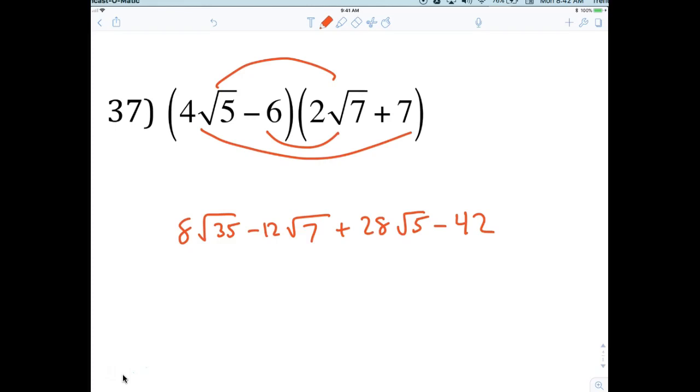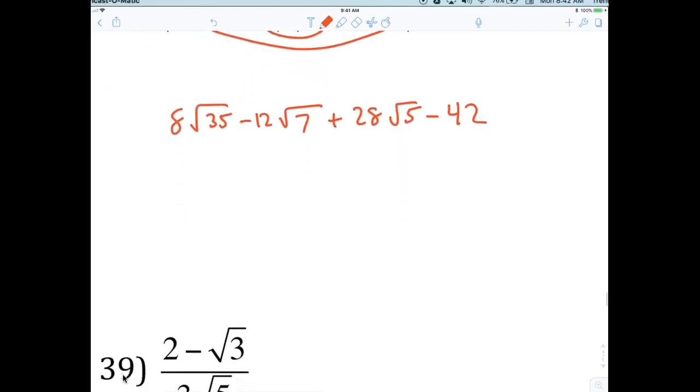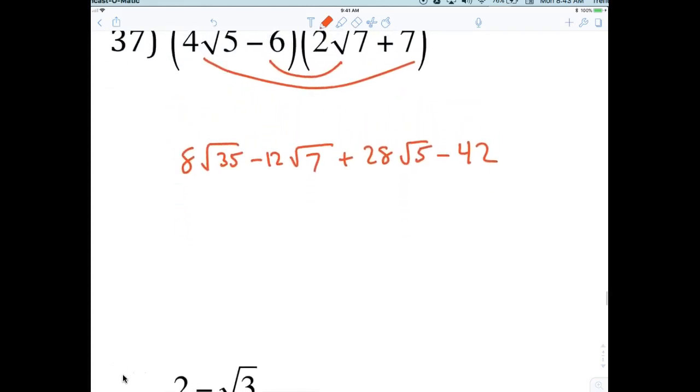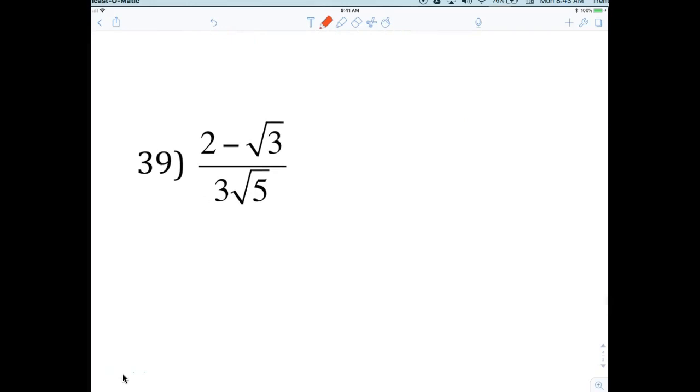Drew, you okay? Yep. You got a question? Couldn't you reduce the 8 radical 35 down to 5 and combine it to 28? Very smart. But I'm not multiplying. If I was multiplying, you'd be correct. All right, I'm adding and subtracting. Okay? Yep, that's the answer.